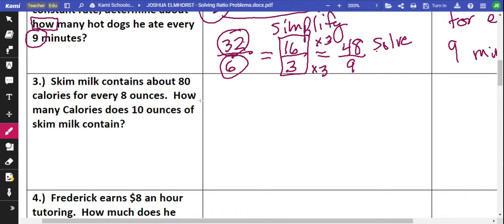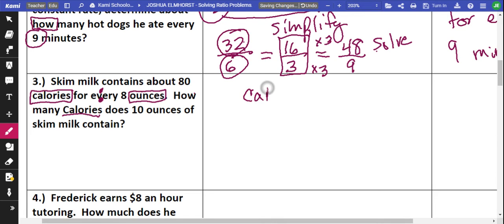Okay, the third example I'm going to go through for the video is right here. Skim milk contains about 80 calories every 8 ounces. How many calories does 10 ounces of skim milk contain? So we go back and we look at what two things are being compared. We have calories and ounces. So I'm going to switch it up here and then use a different form. Instead of fraction, I'm going to use colon.